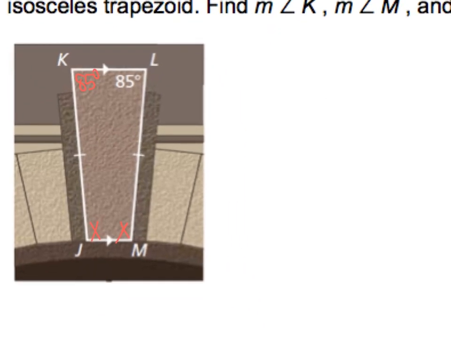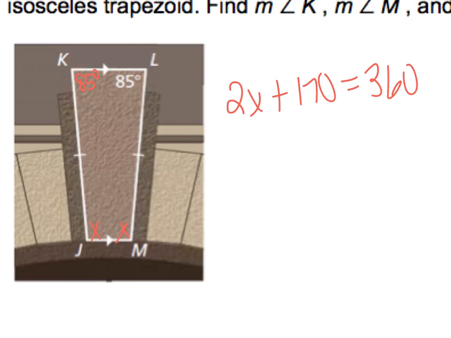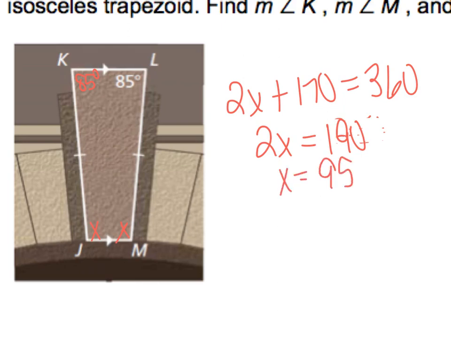Either way, so if we think about it as all four angles adding up to 360 degrees, we could say, all right, so we have 2x, 2x plus 85 and 85 is 170. Those would add up to equal 360 degrees. If we subtract 170 from both sides, we'd get 2x equals... check that, doesn't equal 280. It equals 190. So if we subtract 170 from both sides, we get 190. And if we divide both sides by 2, we get x equals 95.